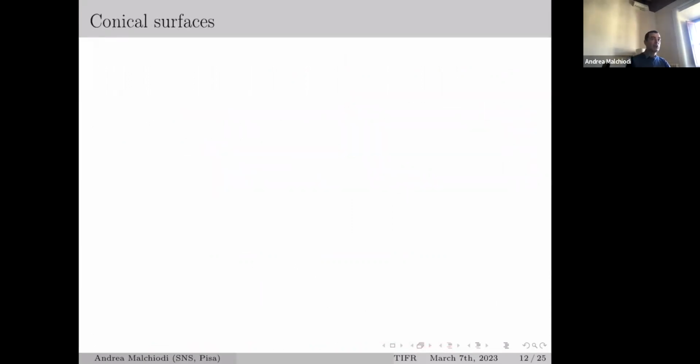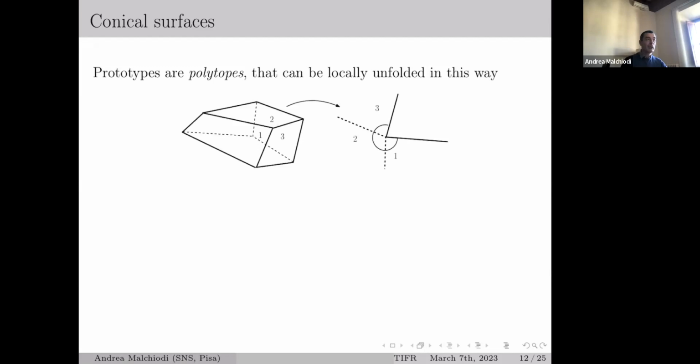Okay, so now I want to turn to conical surfaces and the role of Liouville equations there. So the prototypes are polytopes, which can be obtained locally just by folding a planar conical sector. Okay, so you take this conical sector in the plane, and then you can decide to fold it, for example, according to these angles. And the total sum of the angles in this case is not 2 pi, but it's less than 2 pi.